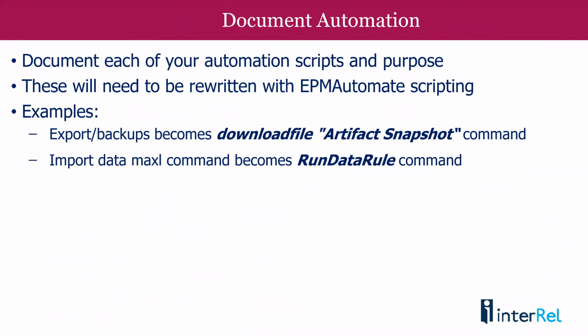And then the other thing you're going to have to document is your automation, because you're going to have to use EPM Automate commands in order to do things. MaxL commands don't work, so you can't use an import data MaxL command in a batch script. You have to change that to a run data rule EPM Automate command. If you have a process where you zip up the directories and then download them, that is a download file snapshot, because in the cloud every night they do full backups. So you can download that full backup using an EPM Automate command.